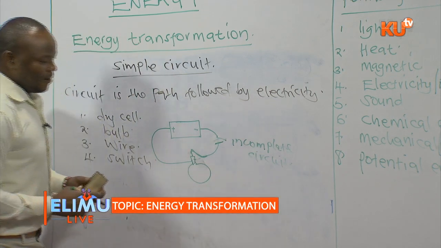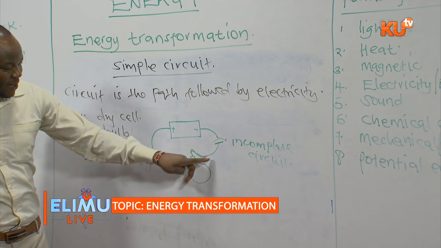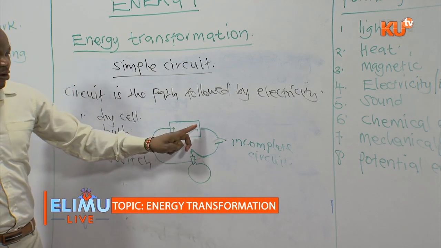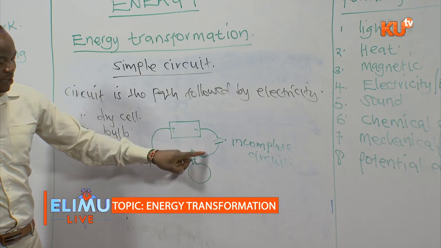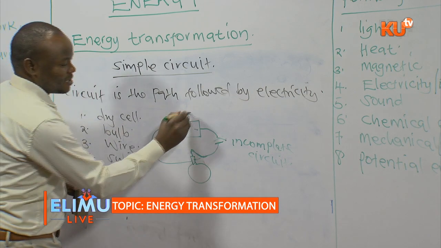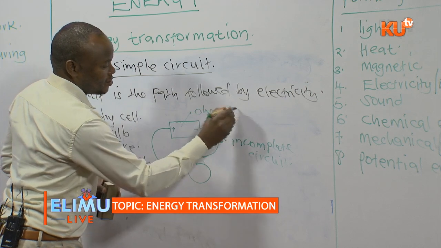Incomplete circuit. But complete is when the path, or the electricity, is going to flow from the first one to this one, up to the last. This part is the chemical energy.